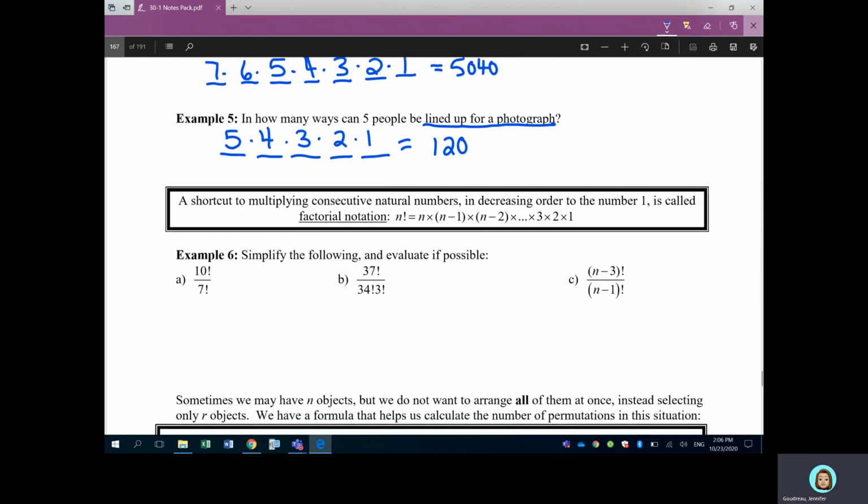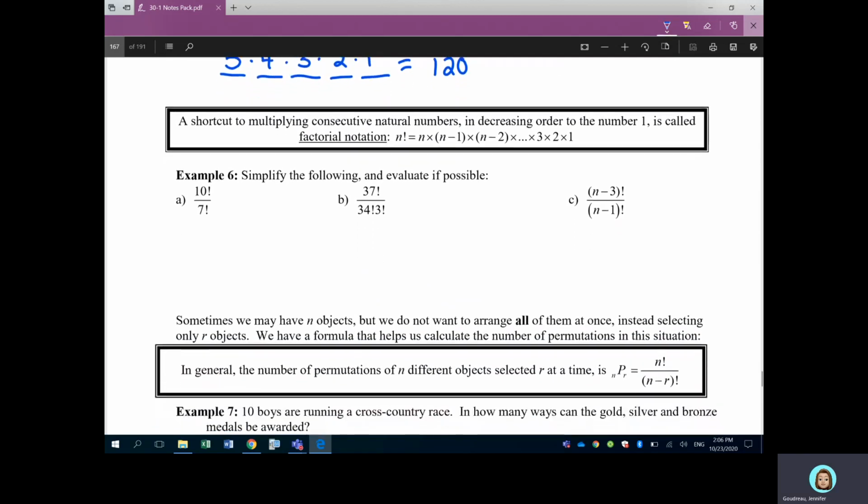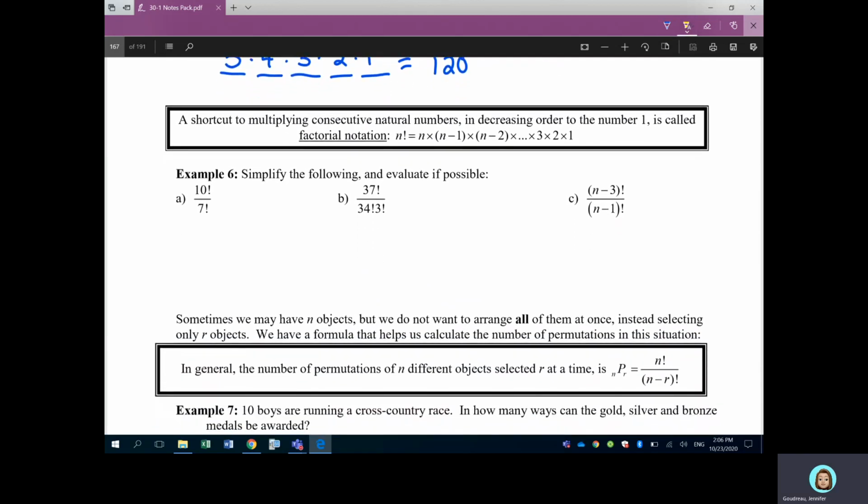Well, instead of pushing all the buttons in our calculator, we actually have a bit of a shortcut for multiplying these kinds of numbers. A shortcut to multiplying consecutive natural numbers in decreasing order to the number 1 is called factorial notation. What it looks like is an exclamation point, and we would write n factorial, which is n times 1 less than n times 2 less than n, and so on.